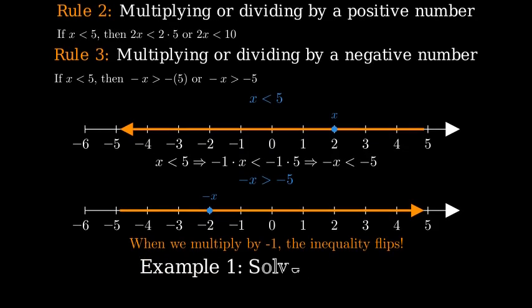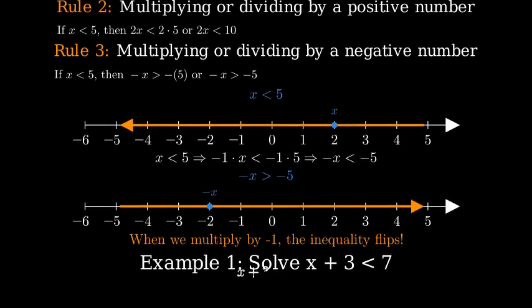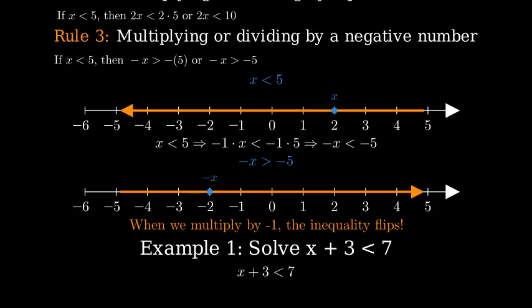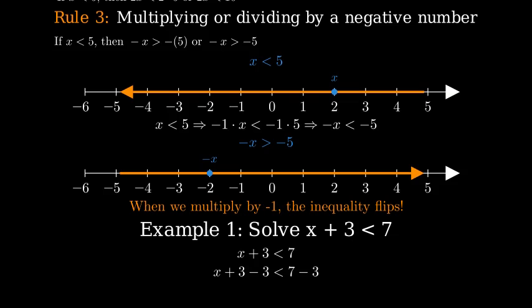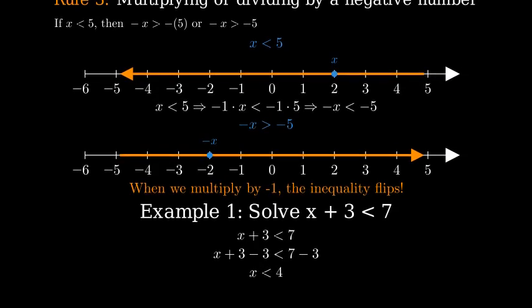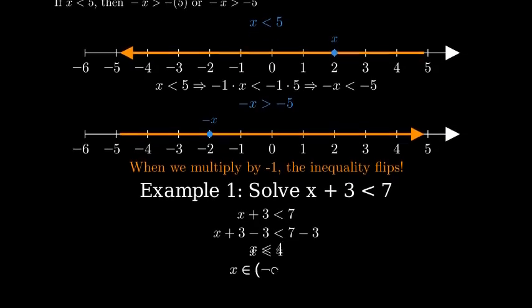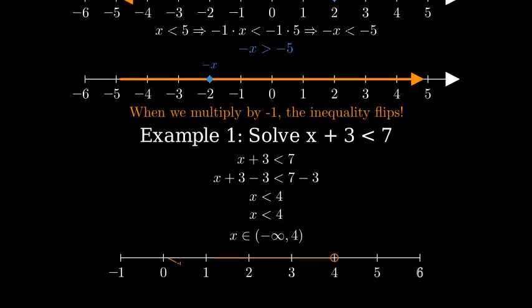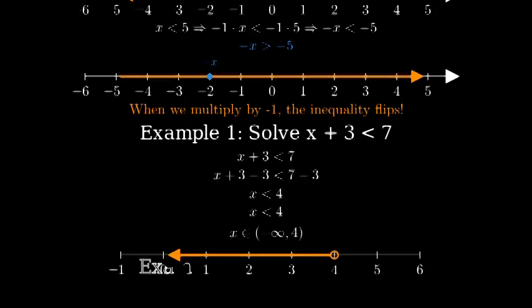Let's solve some examples of linear inequalities. Example 1. Solve the inequality x + 3 < 7. Step 1. We subtract 3 from both sides. x + 3 - 3 < 7 - 3. Step 2. Simplify. x < 4. So the solution is x < 4, which we can write as x belongs to the interval (-∞, 4).